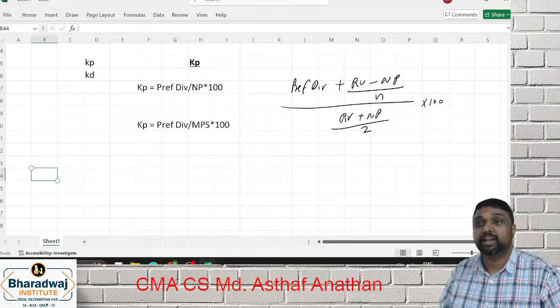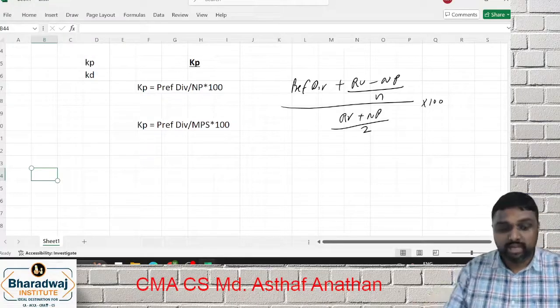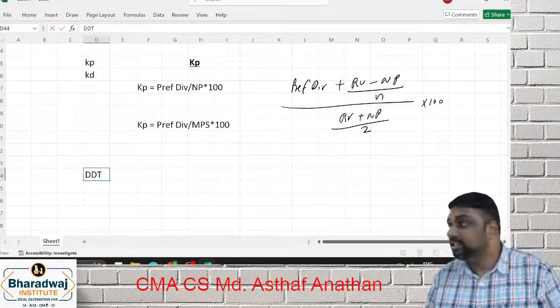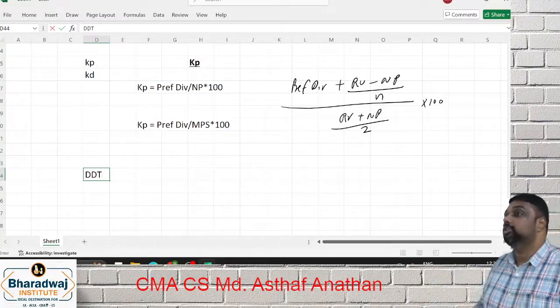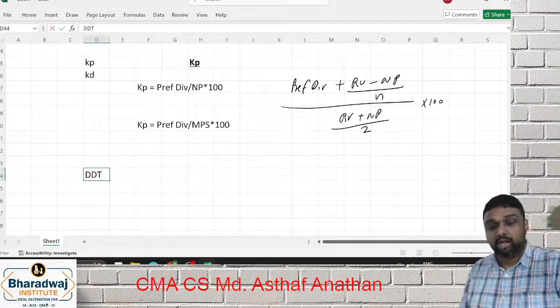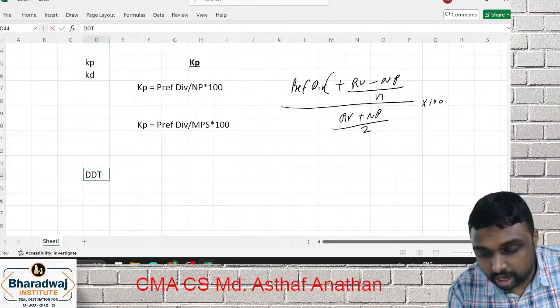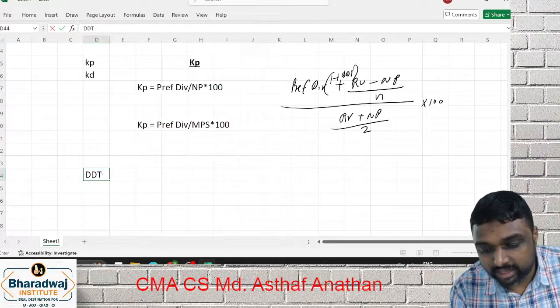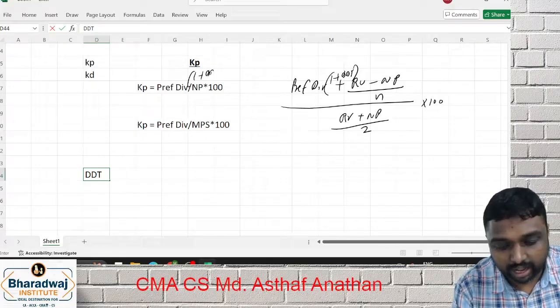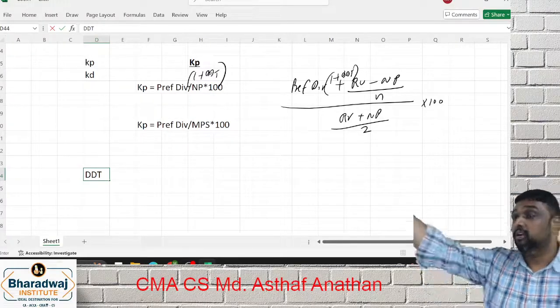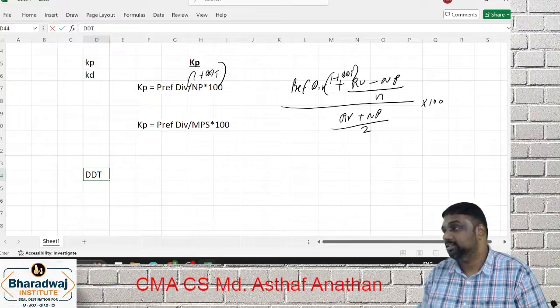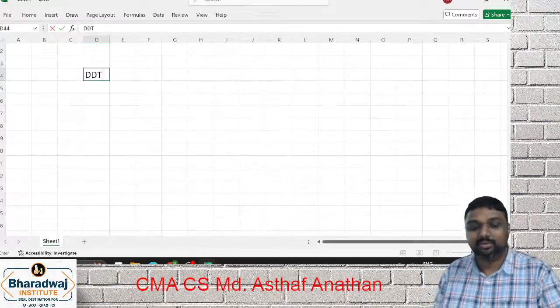In given preference, we told one more situation, that is DDT. What is DDT? Dividend distribution tax. Dividend distribution tax is another cost. So what will happen? Wherever it comes, we have to do 1 plus DDT. I have already told you, you have to revise the formula in your notebook, then only it will be easy. After this, we discussed what?